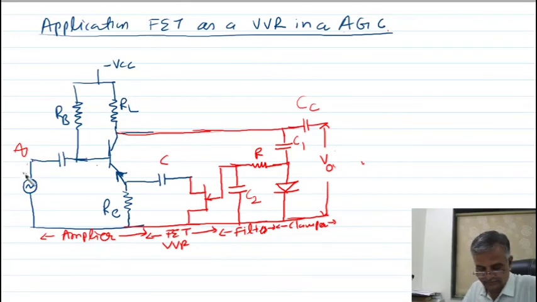From this, the signal will pass and some part of the signal will come here. The positive half will be clamped by this diode D, or the positive half will pass through this diode, and the negative will appear at point X, or the gate. On the gate, negative voltage will appear.